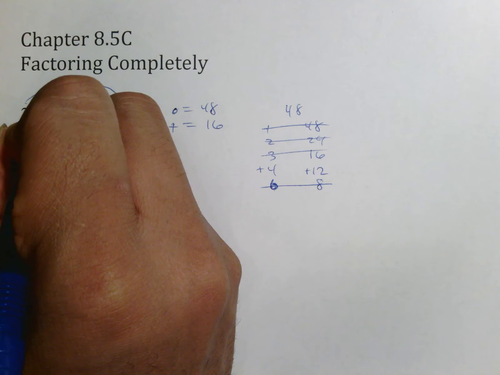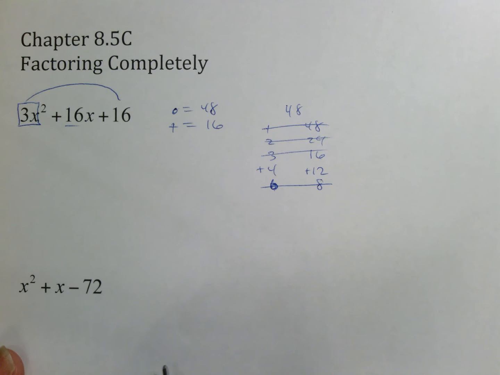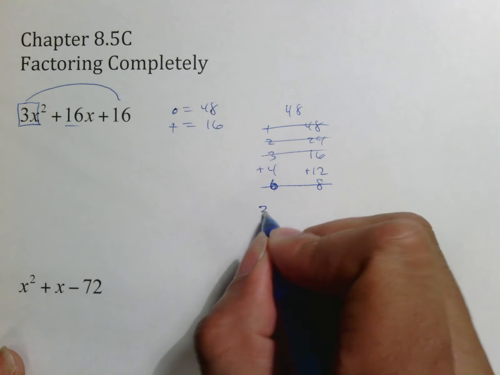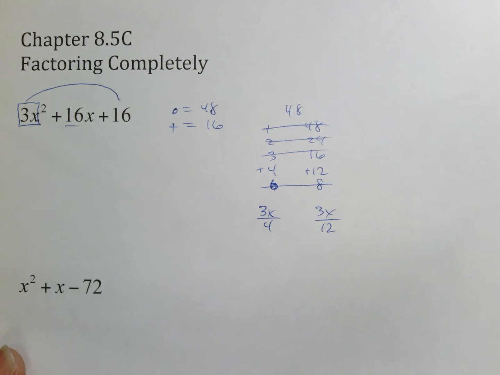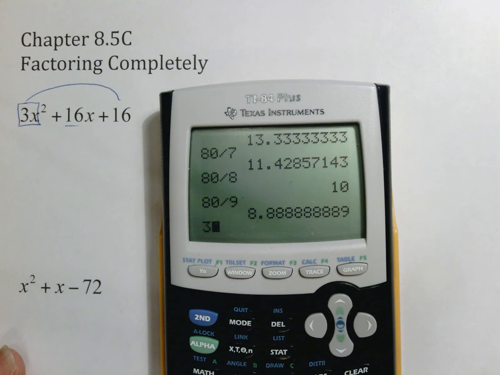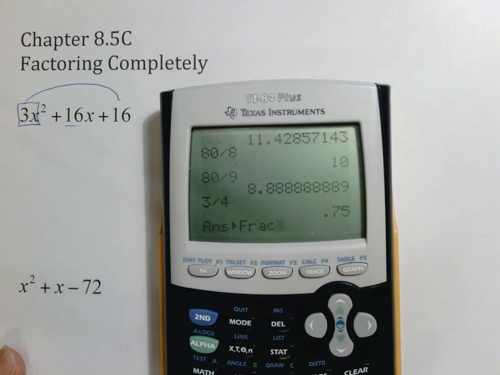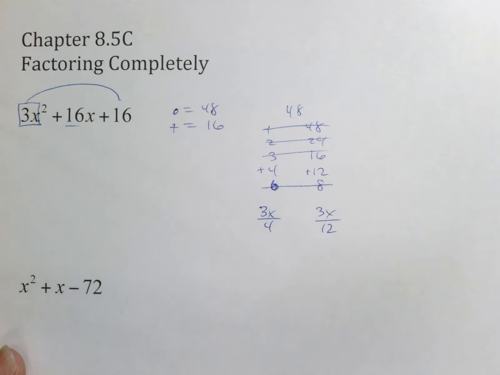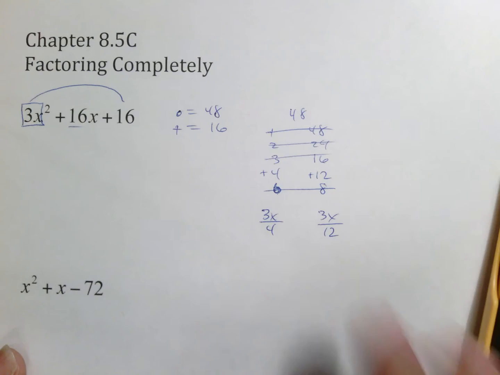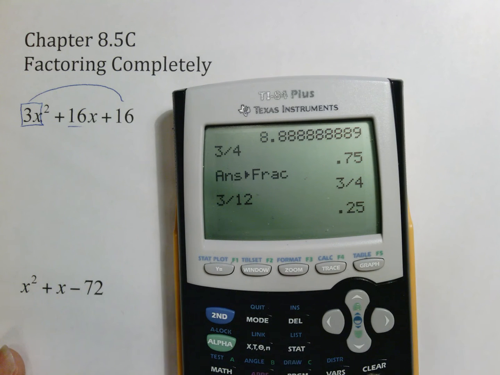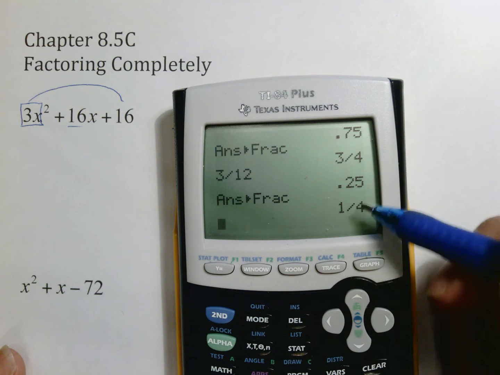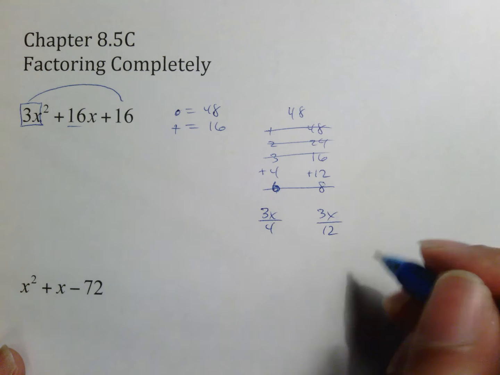That is where you take just this part here in the front, which is 3x, and you put it over both numbers. So you put 3x over 4, and you put 3x over 12. Well, if I type 3/4 into my calculator and convert it into a fraction, which I shouldn't have to, I can see that 3/4 cannot be reduced. But if I take 3 over 12, which is what your second fraction is, because you have to reduce it, you notice that you get the fraction of 1/4, which means that you can actually divide both of these by 3.